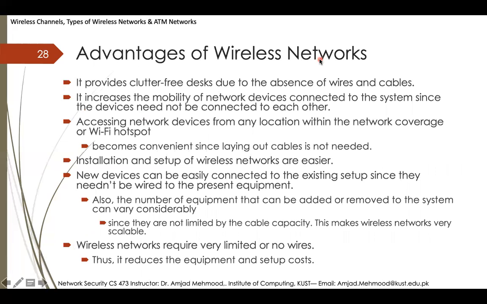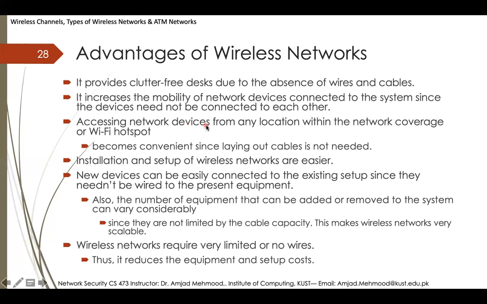Advantages of wireless network: it provides a clutter-free desk due to the absence of wires and cables. So most of the time this is the most important benefit of wireless network, that you do not need wires and cables. It increases the mobility of network devices connected to the system, since the devices need not be connected to each other. So you can move them anywhere and you will be connected to your network.